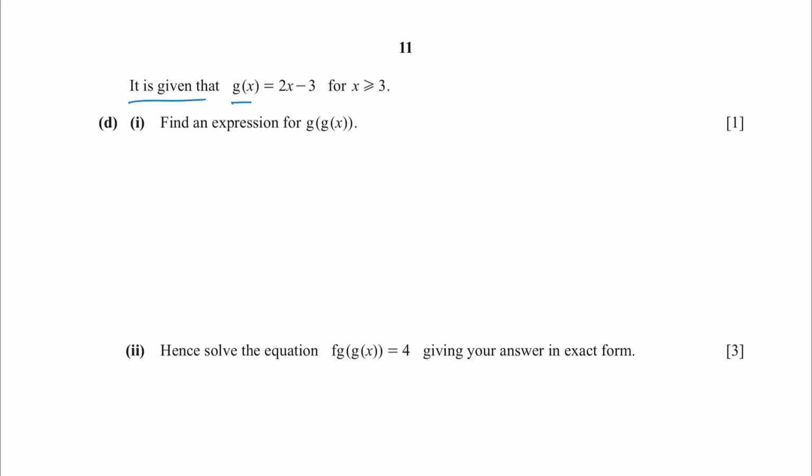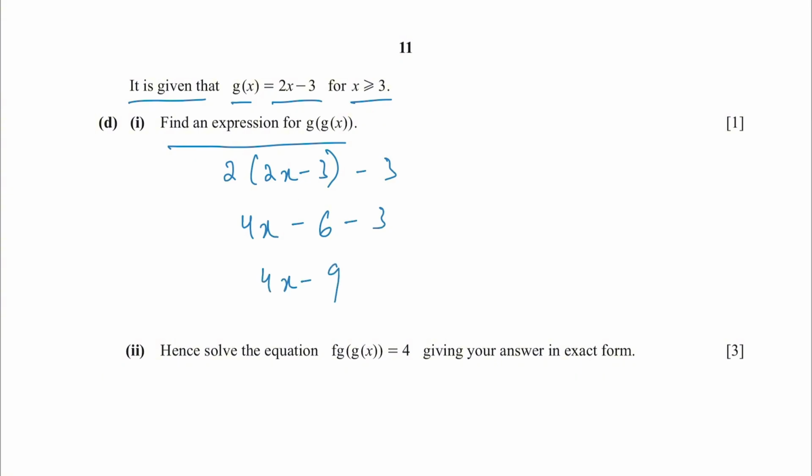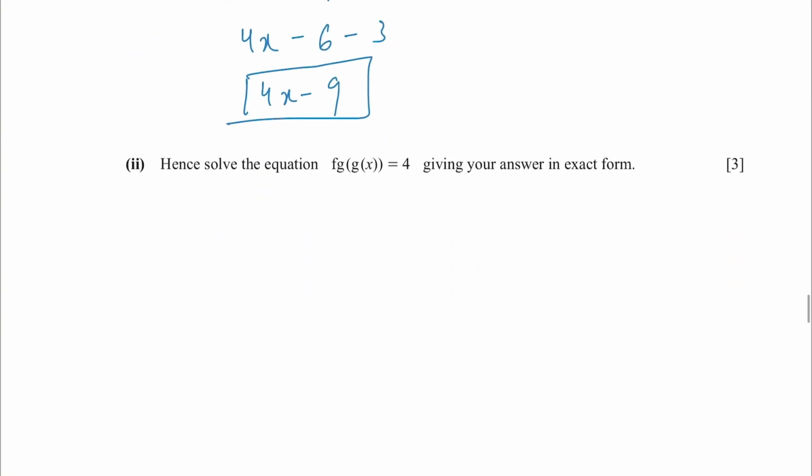So it is given that g of x is equal to 2x minus 3, where x is greater than or equal to 3. Find an expression for g of g of x. So we need to plug in x as 2x minus 3. So this would be 2 multiplied by (2x minus 3), minus 3. We get our final answer as 4x minus 6 minus 3, and this is 4x minus 9.